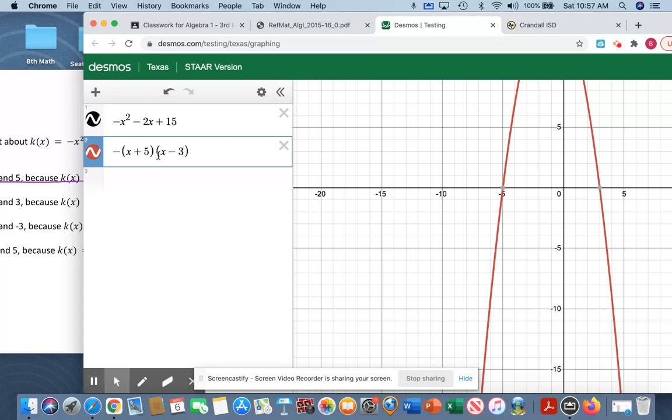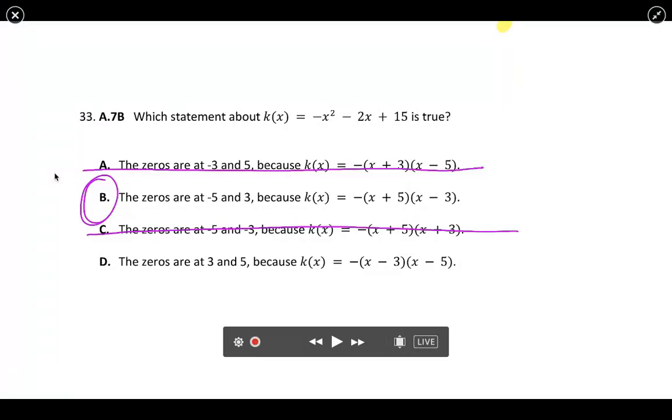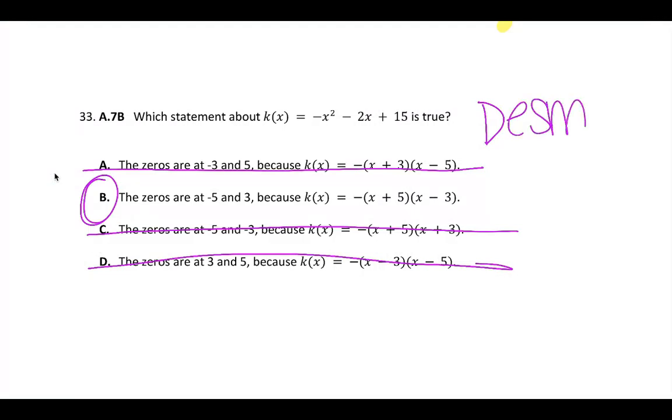x plus 5, plus 3. Way off. That one's out. And then x minus 3, x minus 5. And again, those are way off. So the only one that matched up was answer choice B. Or again, you can do the X puzzles. It's up to you.